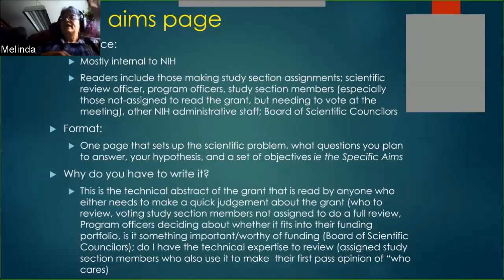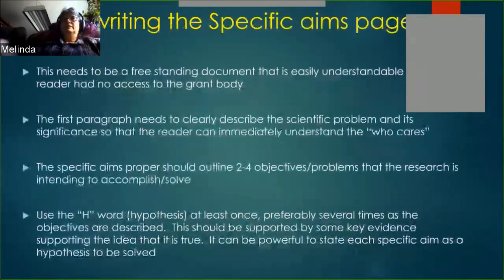So the specific aims page, I guess the critical thing I'm trying to get at, is that the specific aims page should be able to stand completely on its own in significance and impact and in a general description of what you are doing. It is the technical abstract, and it sets up the scientific problem. It should let us know what questions you plan to answer, your hypothesis, a set of objectives, as well as an impact statement. And I'll get to that in a minute. Okay, so this is that technical abstract, and I already talked about who is going to be reading it.